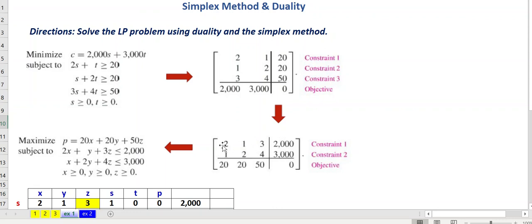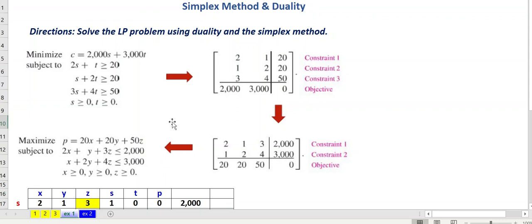Then these first two rows become our new constraints. So our first constraint is 2x plus y plus 3z, 2, 1, and 3. And so because it's a standard maximization problem, we have less than or equal to 2,000. And then we have 1x, 2y, 4z is less than or equal to 3,000.